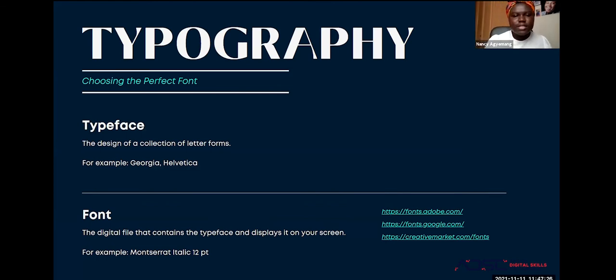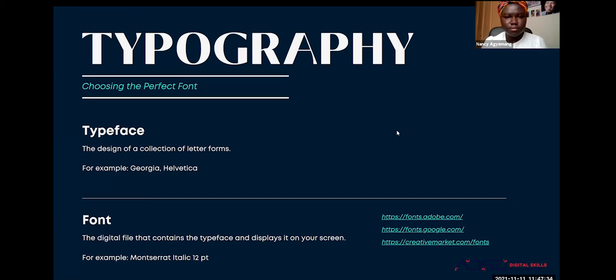So now that we are done designing our logo, I want us to look at the typography. I want us to look at our typography. So how do you choose the perfect font for your logo design or for your brand?